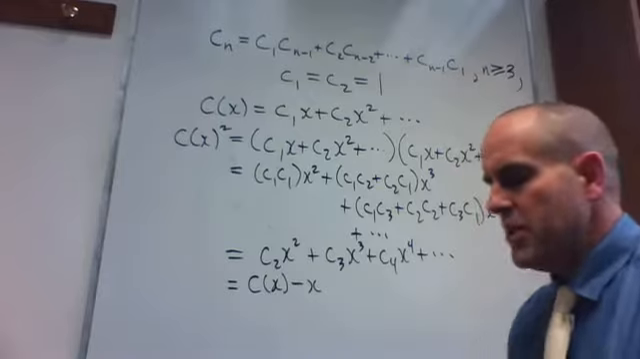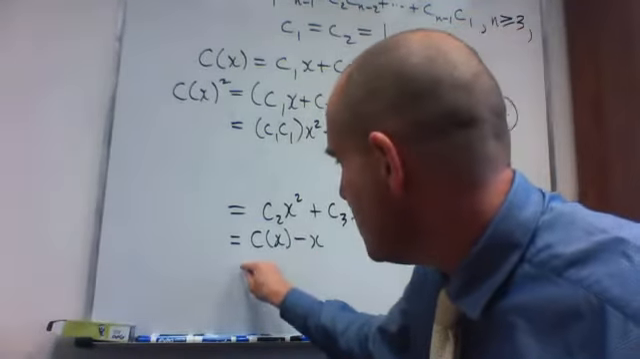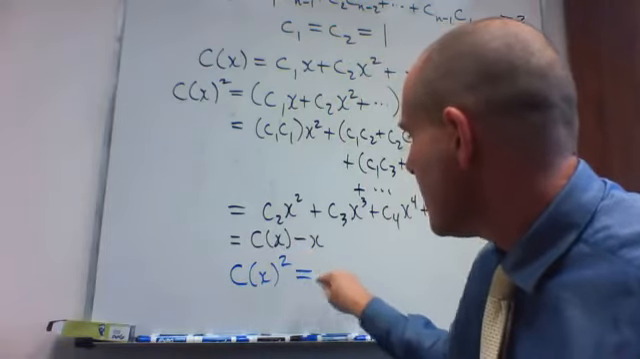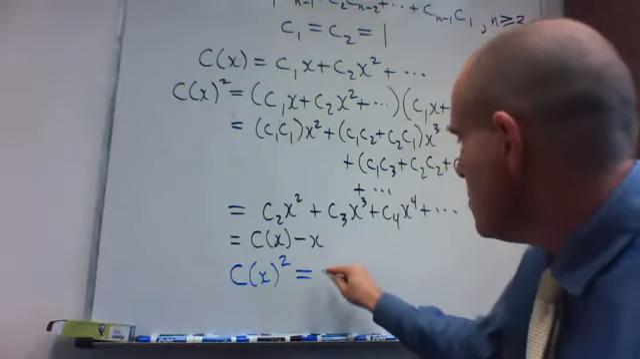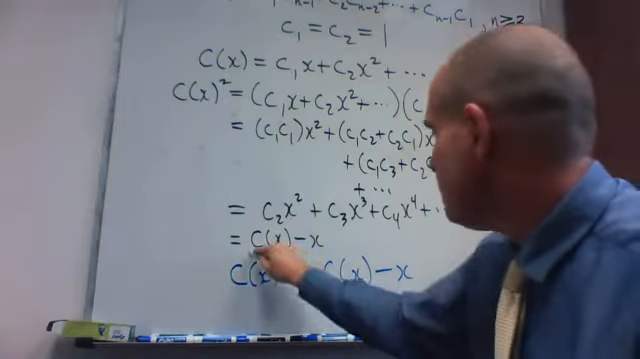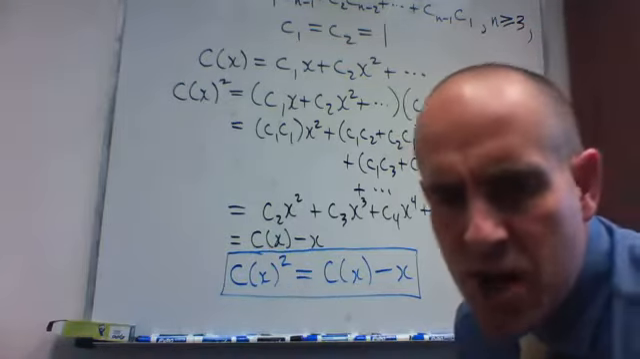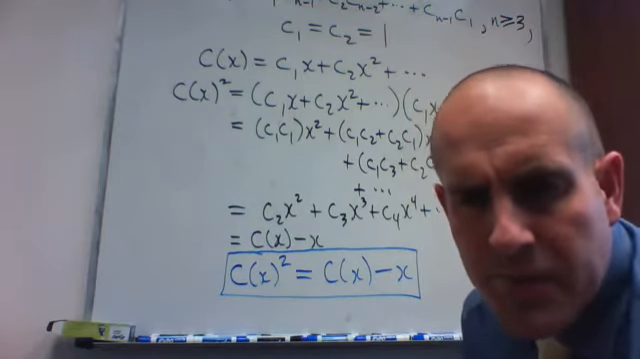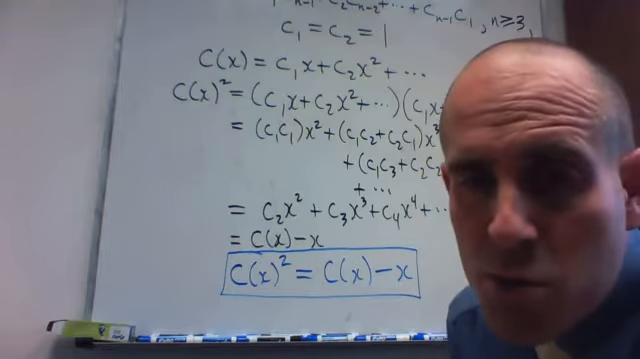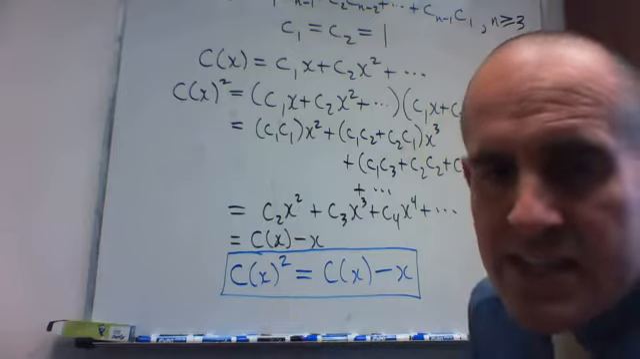So overall, I don't know if you remember this from the last video, but we ended with a cliffhanger last time, namely that the square of the Catalan generating function is equal to the Catalan generating function minus x. Okay? That was the big surprise at the end of last time. And it turns out everything else about trying to find a formula for the Catalan numbers comes directly from that identity right there.